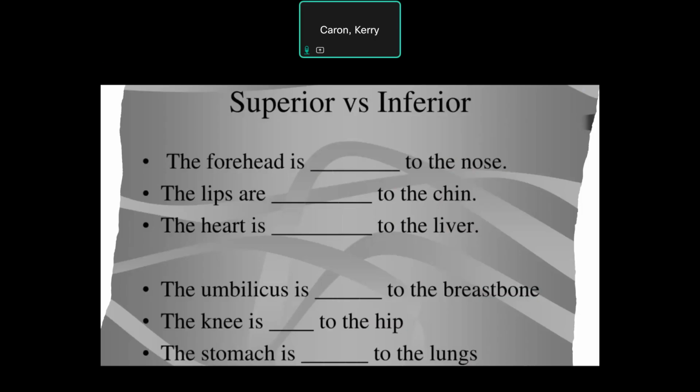The umbilicus, or the belly button, is inferior to the breastbone. The knee is inferior to the hip. It's away from the head. And the stomach is inferior to the lungs.